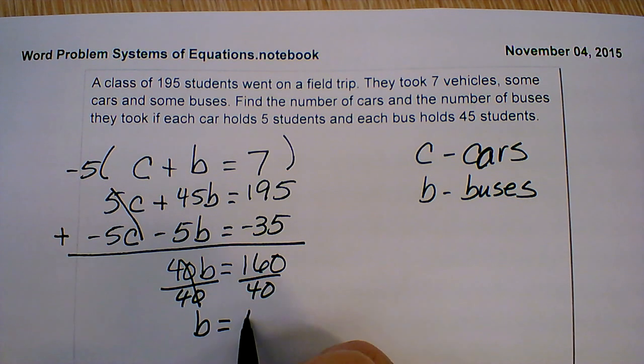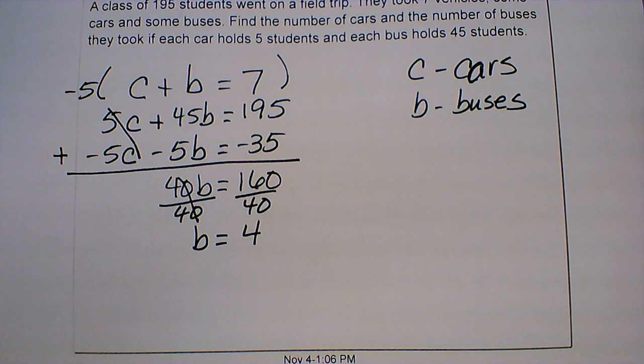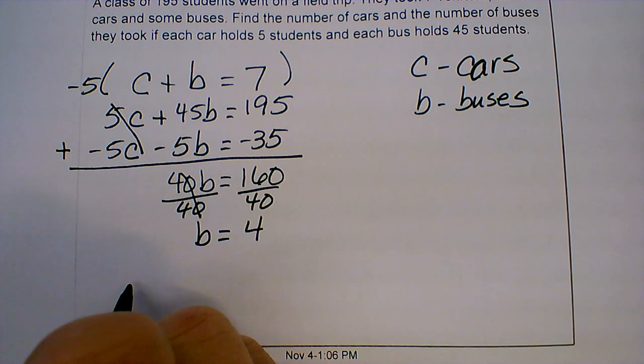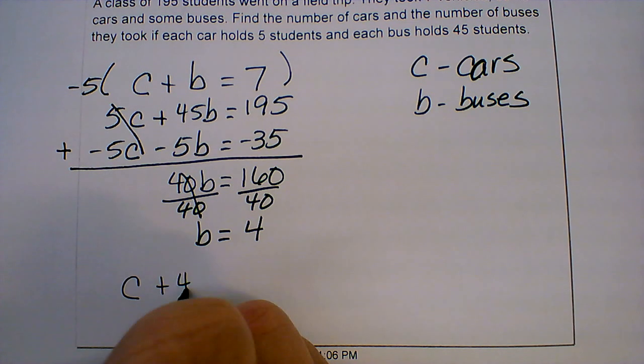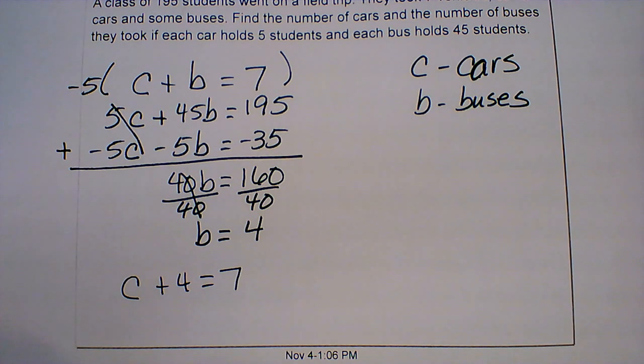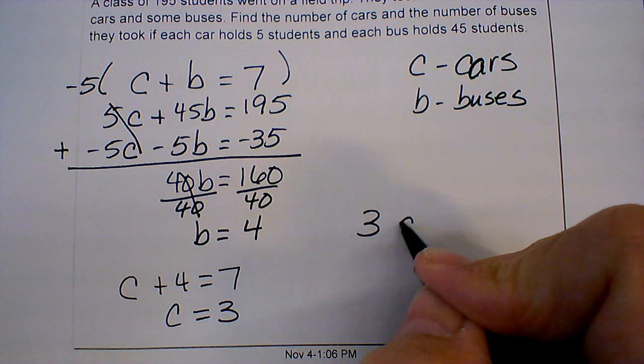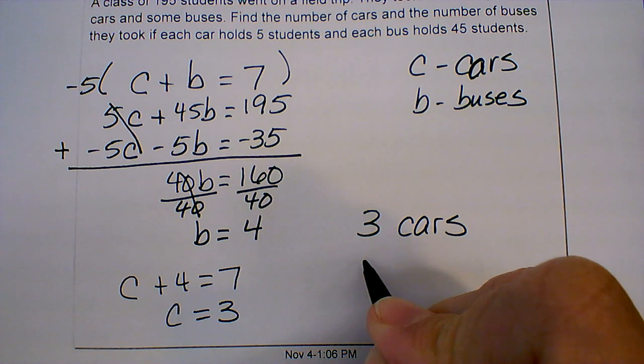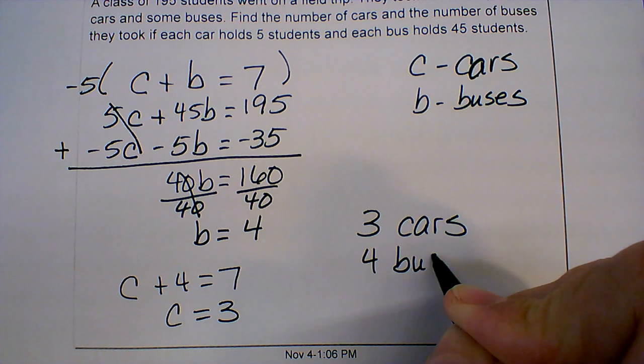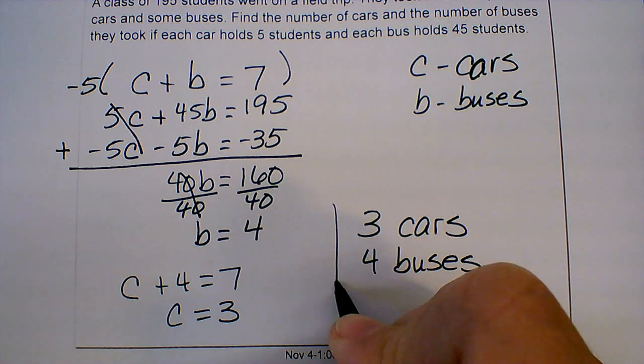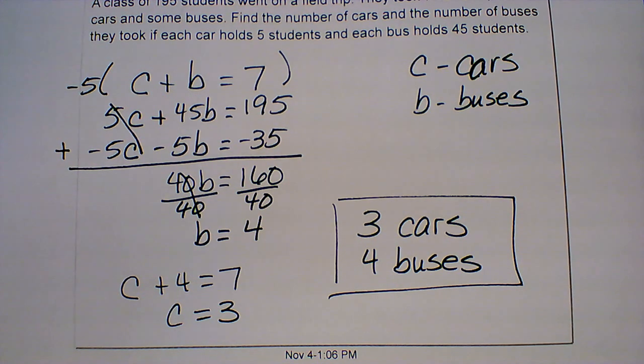So that tells me there are 4 buses. Go back to one of our original equations to find the number of cars. So C plus 4 equals 7. Subtract 4 from both sides. C equals 3. So there are 3 cars and 4 buses. And again, that's what you would write tonight when you were working on the quiz.